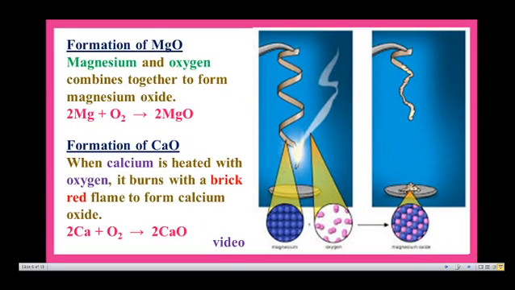Formation of magnesium oxide and calcium oxide. So magnesium is a metal. It combines with oxygen, produces metal oxide. Magnesium oxide is formed. And calcium is heated with oxygen and it burns with a brick red flame and produces calcium oxide. So the brick red flame indicates the presence of calcium in a compound. These are the examples of a combination reaction. So what is a combination reaction? Two or more elements or compounds combine and produce new compounds. So that is a combination reaction.